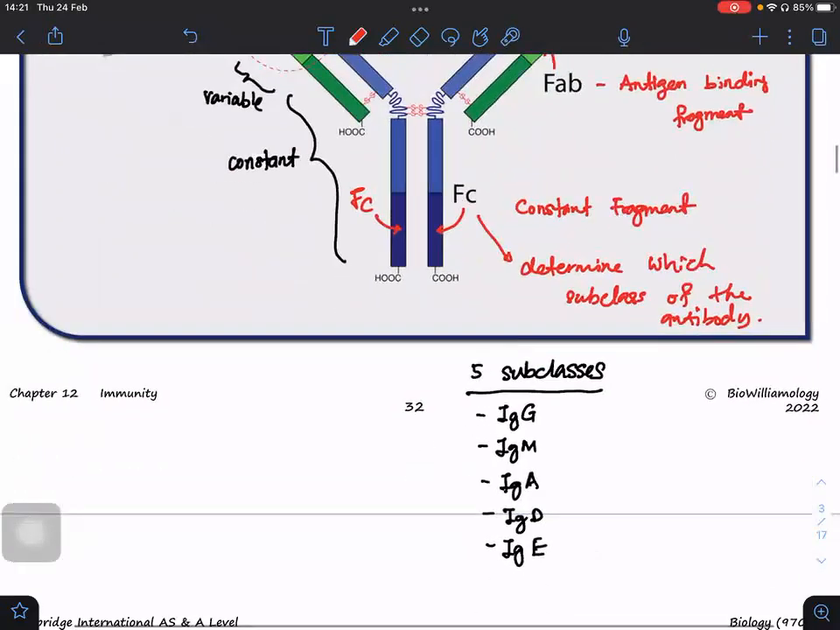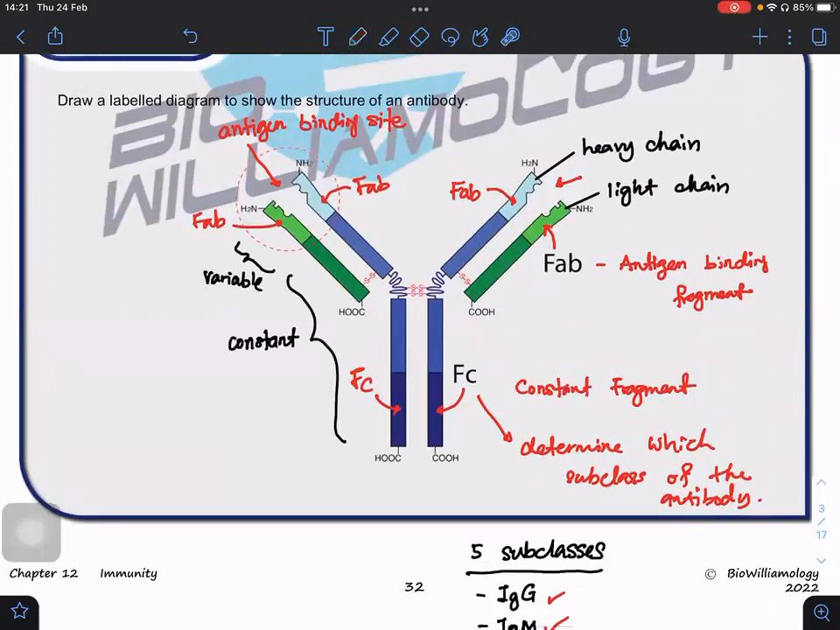All IgG will have the same FC region, and IgM will have the same. So therefore, this can be used for us to detect, oh, this is IgG, this is IgM. So we call it FC. These 4 chains, 1, 2, 3, 4, are linked by disulfide bonds. So you can see a total of 4 disulfide bonds.